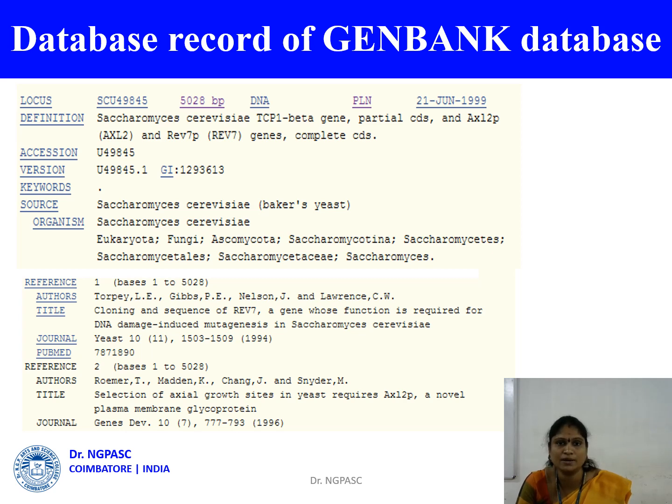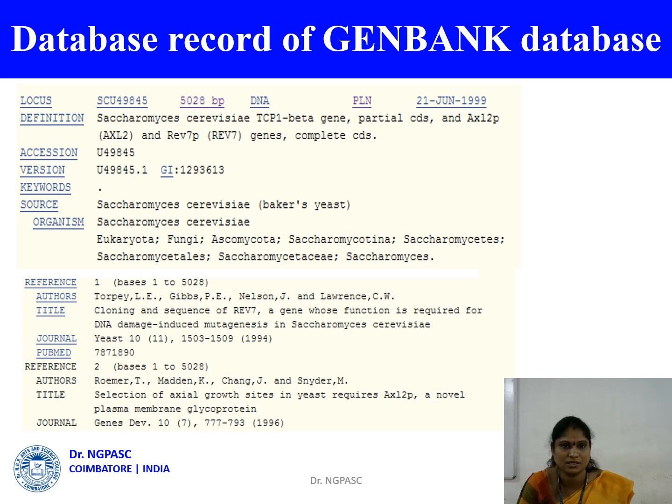So the definition of the data, that is, it is Saccharomyces cerevisiae. Then the accession number is present. Then version, that is again the data version number, that is .1. Then the GI number is given. Sometimes the keywords may be given or may not be given. Then the source of the data is Saccharomyces cerevisiae, that is Baker's yeast. Then the organism name is mentioned there, whether it is eukaryote or fungi or Ascomycota or like that. Everything, the subdivision, the phylogenetic lineage will be given there.